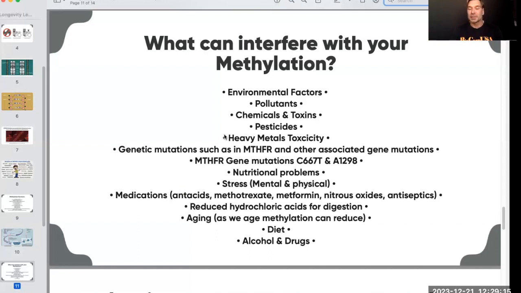Then we have nitric oxide, which is kind of like a painkiller. I think doctors, dentists use it here and there to calm you down, but it's not very common. And then we have antiseptics, which is for infections. Then, as we just said, reduced stomach acid for digestion, which causes a lot of these issues. And then as we age, the methylation can also be reduced, and especially if you're missing those raw materials. And then diet, alcohol, and drugs, of course, no brainer.